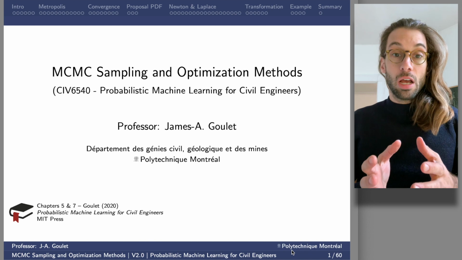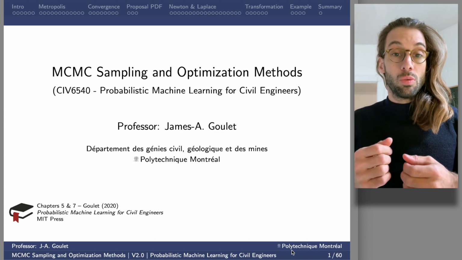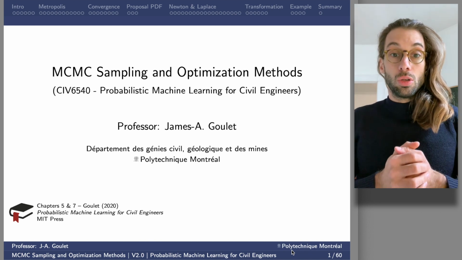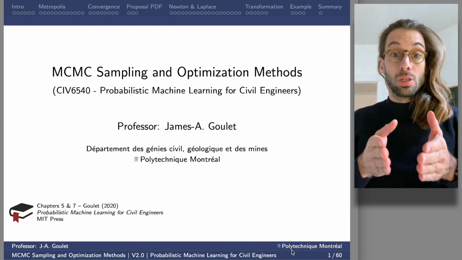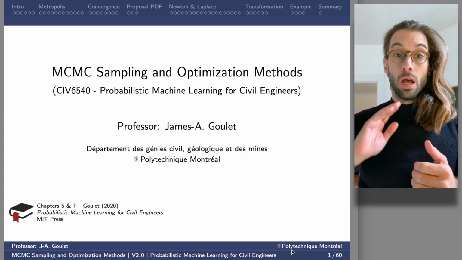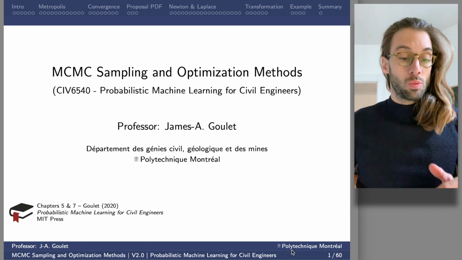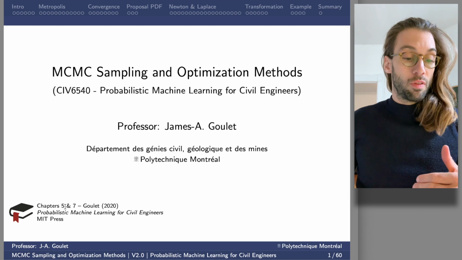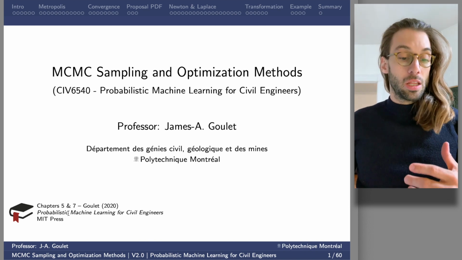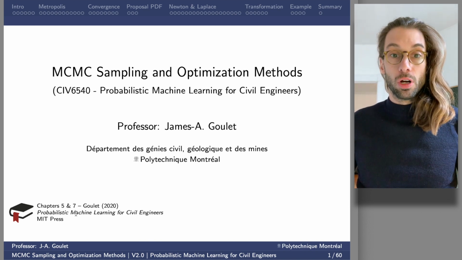And in a second time, we're also going to see that we can make approximations to the Bayesian estimation problem using those same optimization techniques as well. So this is what we're going to cover today. If you want a reference, it's going to be chapters 5 and 7 in the book Probabilistic Machine Learning for Civil Engineers.